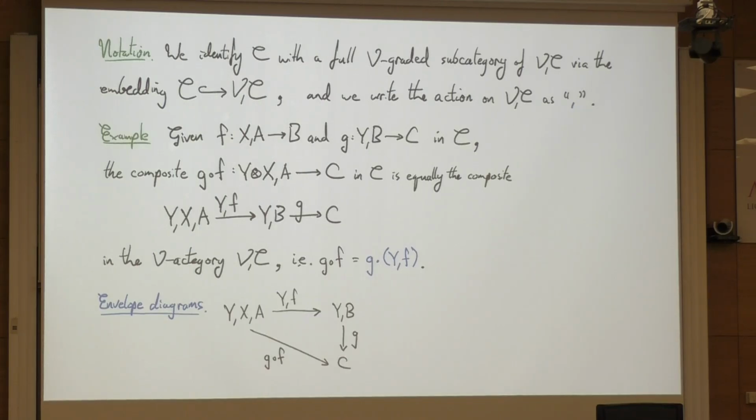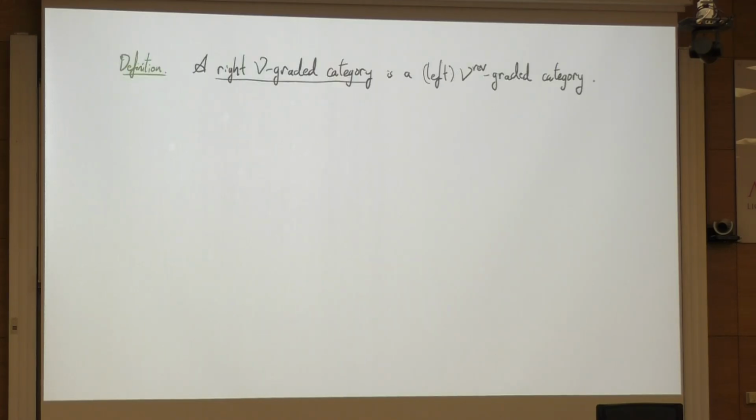So here's an example, just taking that very same composite, we find that this diagram commutes in the enveloping category. But of course, both composites denote a graded morphism in C. Here's another example of an envelope diagram. If we have a morphism in V from x prime into x, we can consider the reindexing of F along alpha, and this diagram commutes in the enveloping category. Okay, so this diagrammatic language is quite convenient.